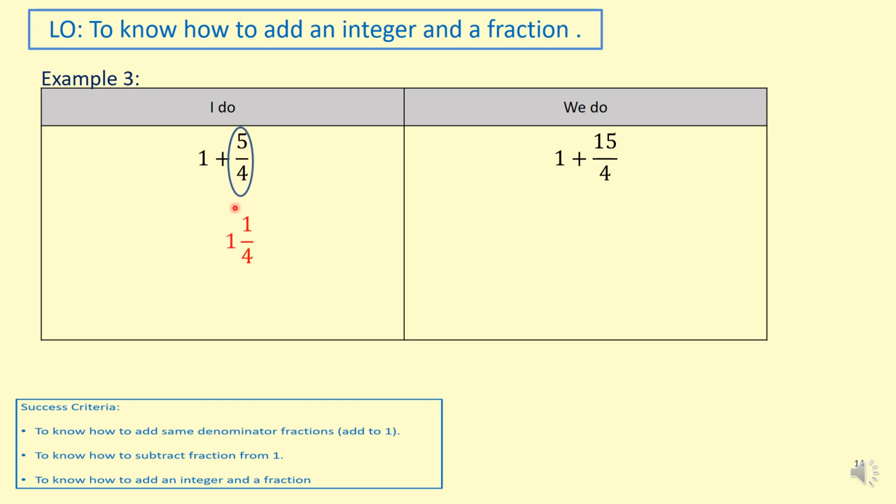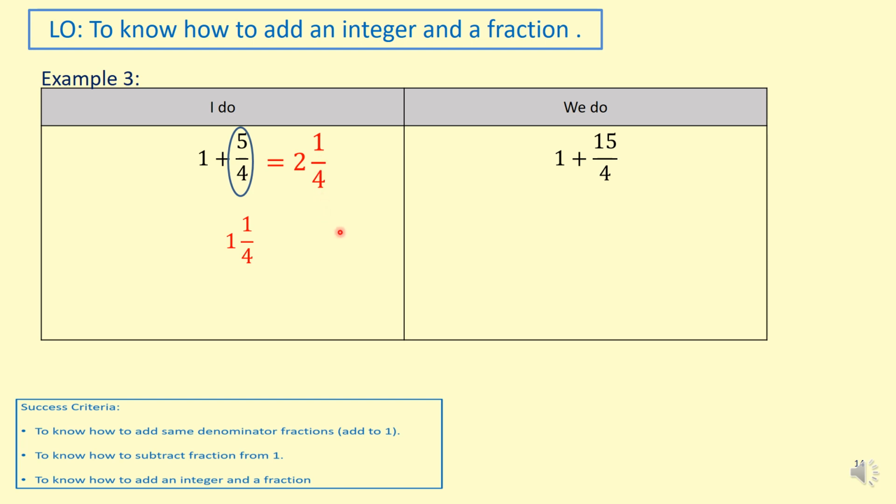So 4 goes into 5 one time, that's the whole number. And then what is the leftover? It's 1, which goes on the numerator, and then the denominator is always 4. We've done changing an improper fraction to a mixed number before. So you do that, and then you have 1 add 1 and 1/4. So you have 2 wholes, 1 whole in there and 1 whole in there, and a quarter. So you have 2 whole and a quarter, and you write your answer as a mixed number.